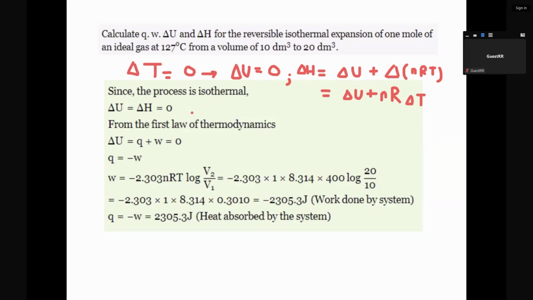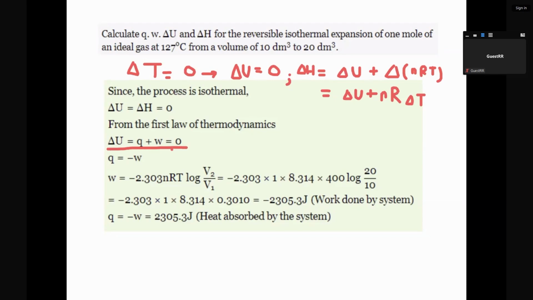So for an isothermal process, we see that the delta U and the delta H for this ideal gas will be 0. Now from the first law of thermodynamics, we know delta U is equal to Q plus W.